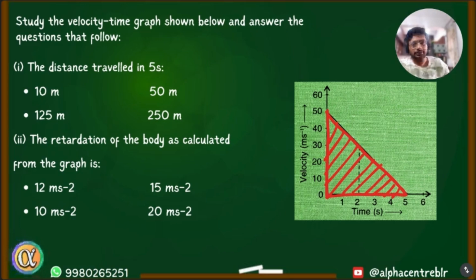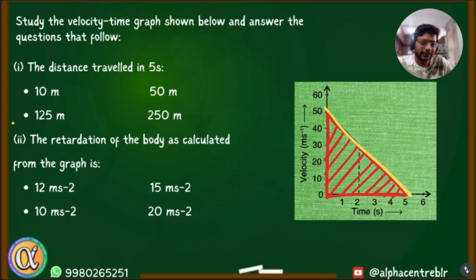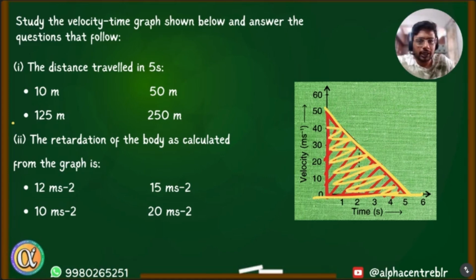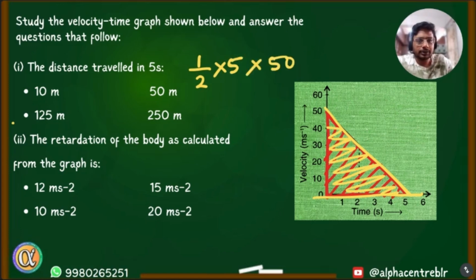We need to find the area of the triangle, because that's the velocity time graph. If we find the area under that, see, this is the graph line, so area under that means below that and above the x-axis. Whatever area is there, that area you need to find. So half into base, which is 5 seconds, and height is 50. So this goes 25, 125. Yeah, that's correct.